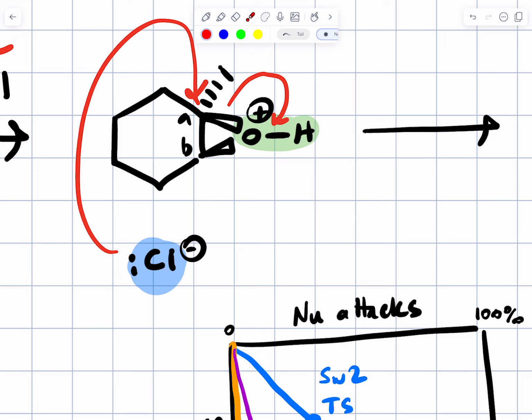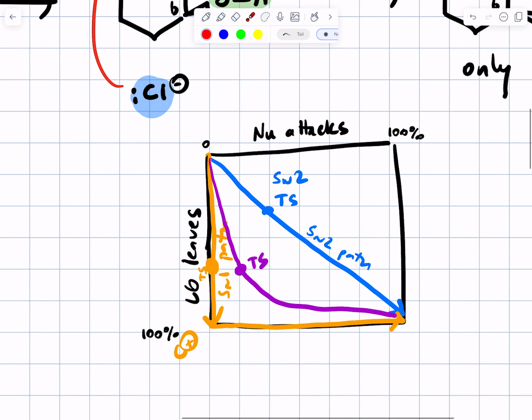Carbon A or carbon B? A. Why? More substituted, and more substituted carbocations are more stable, right? Because of hyperconjugation. What's good for a full positive charge is also good for a partial positive charge. So what I'm saying is, if the leaving group leaves most of the way, it's going to be better for it to leave from the more substituted carbon, which can better tolerate the buildup of positive charge.